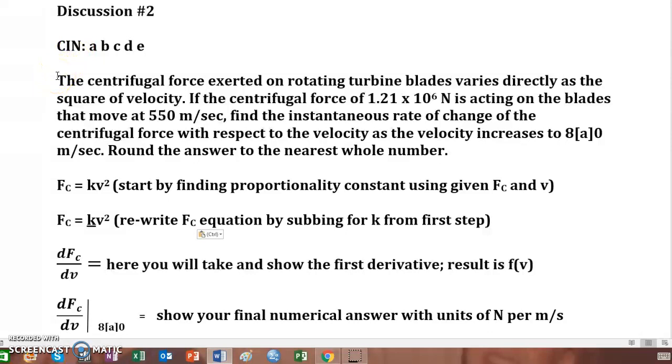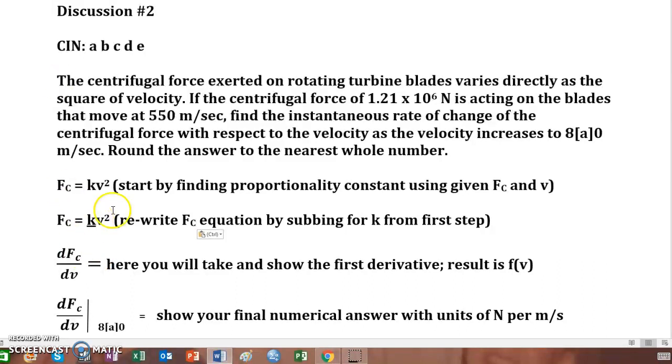So the question here is: the centrifugal force exerted on rotating turbine blades varies directly as the square of velocity. If the centrifugal force of 1.21 times 10 to the 6 newtons is acting on the blades that move at 550 meters per second, find the instantaneous rate of change of the centrifugal force with respect to the velocity as the velocity increases to 800 and some meters per second. Round the answer to the nearest whole number.